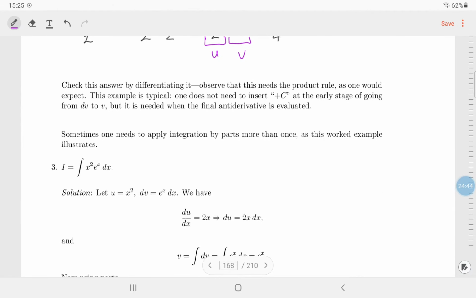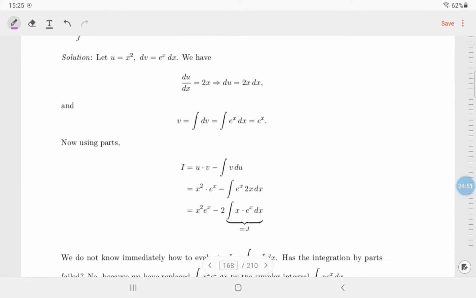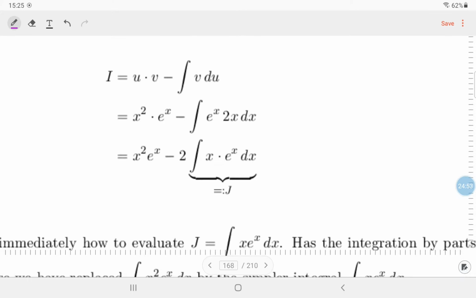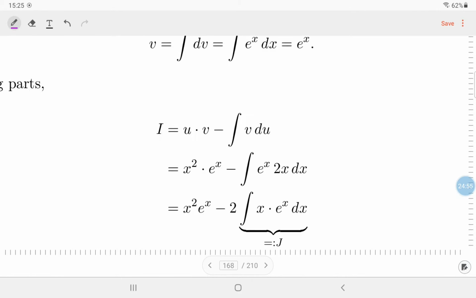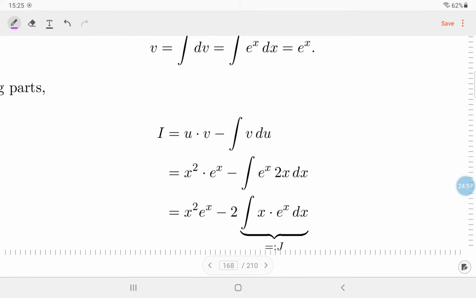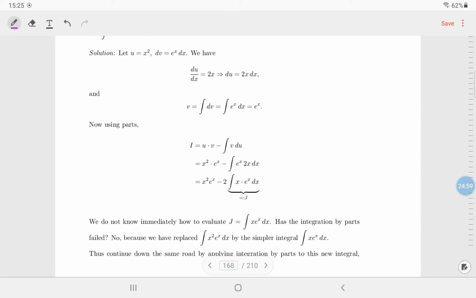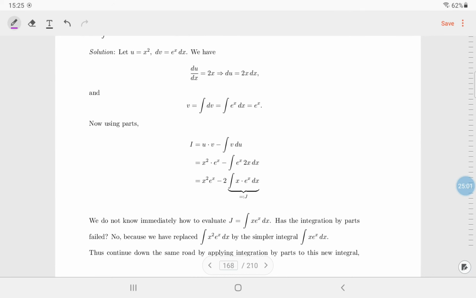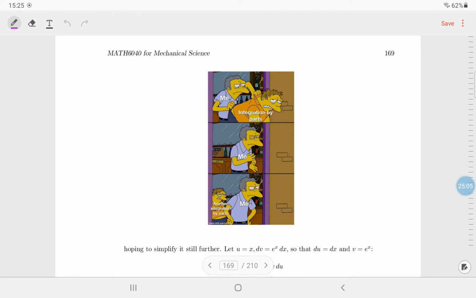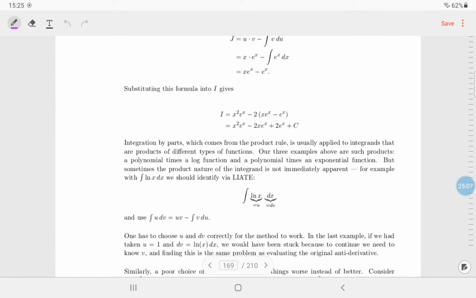So here's a worked example where you need integration by parts twice. So what happens here is you do your integration by parts and you get to here. So you use the formula, the uv minus v du, and you end up actually needing to do integration by parts a second time. That can happen. Okay, so that's the cartoon for that.